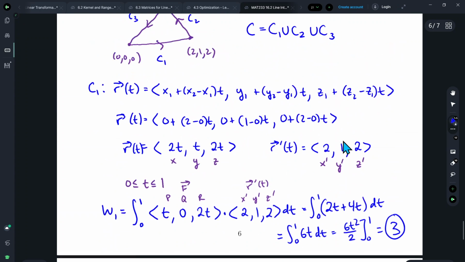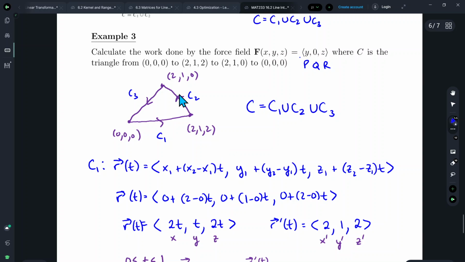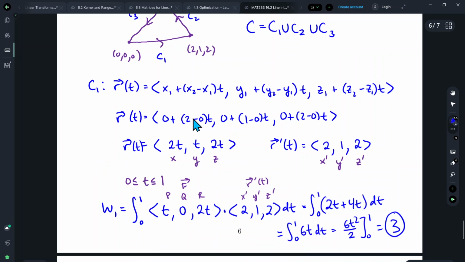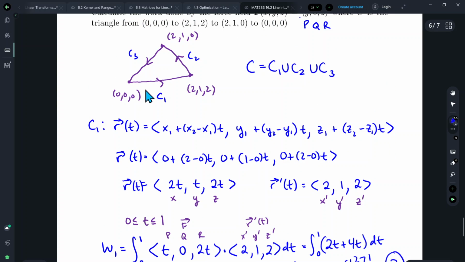So a negative value for work just means that the force is going against the direction of motion, right? So in the first curve, that means most of the force vectors were sort of in the same direction as C1. However, now in this region here, most of the force vectors are going against C2.